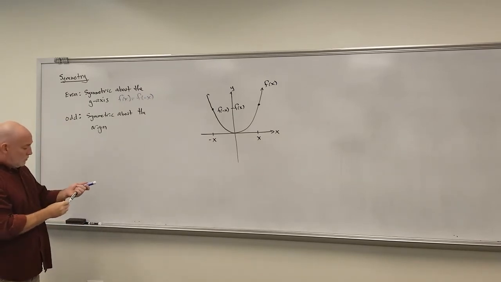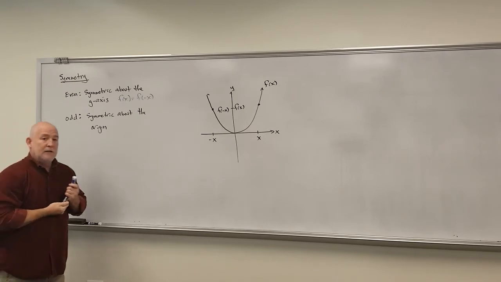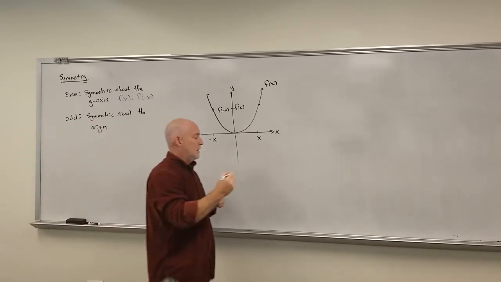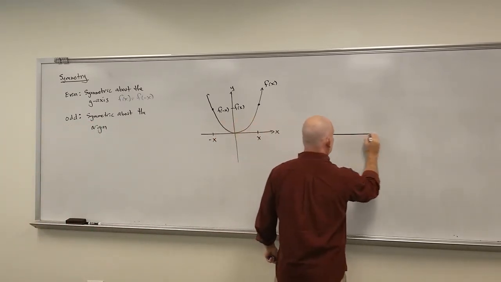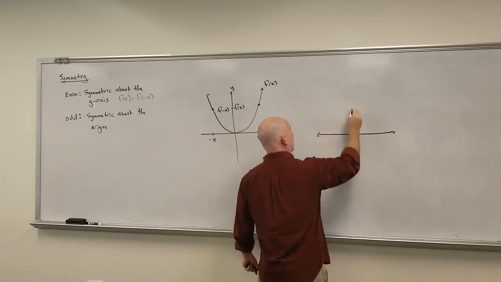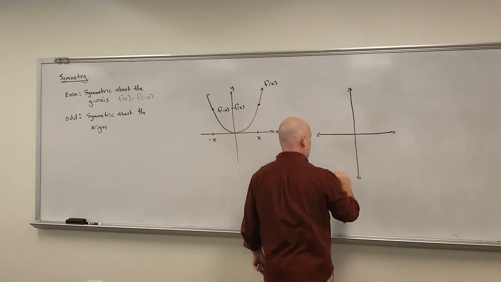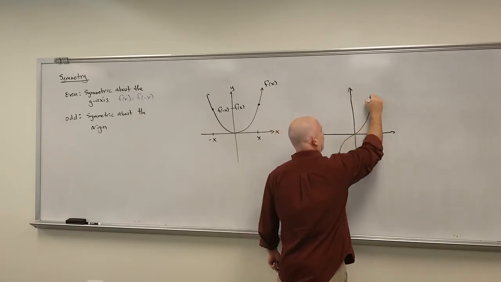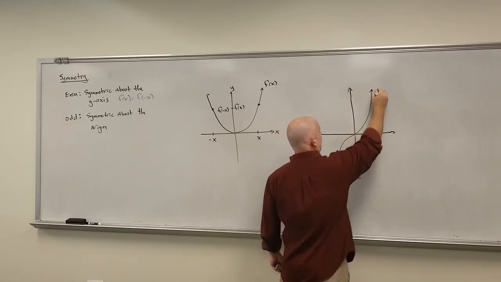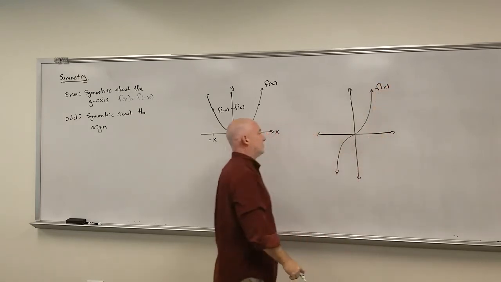Okay, so what about for odd? Well, odd's a little bit more difficult to see, at least visually for a lot of people. Symmetric about the origin, you're like, can you be symmetric about a point? Well, think about our old friend x cubed. This is one that we can all kind of see. I'm just going to call it f of x though.